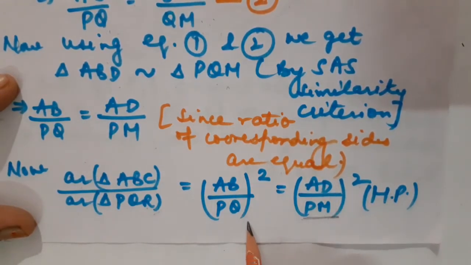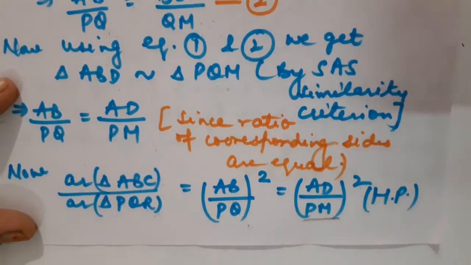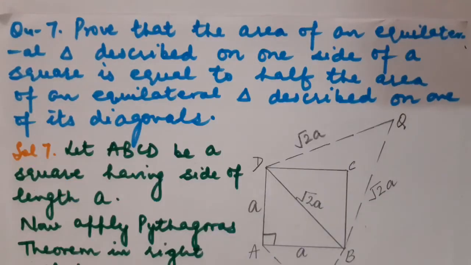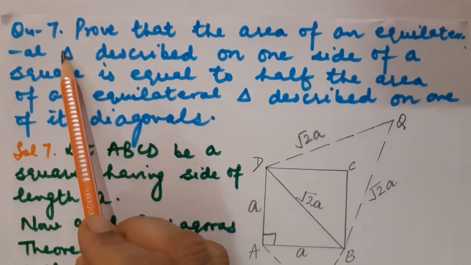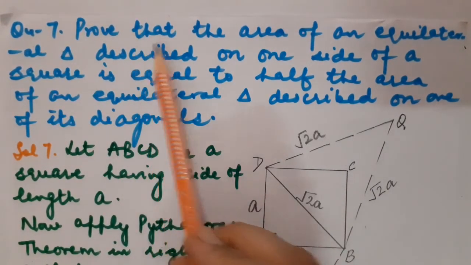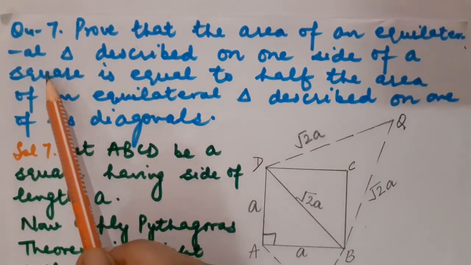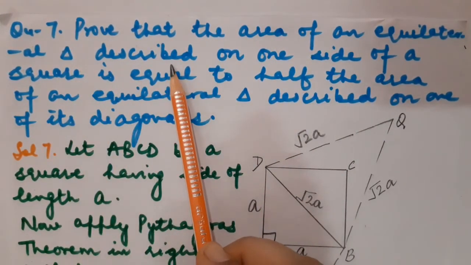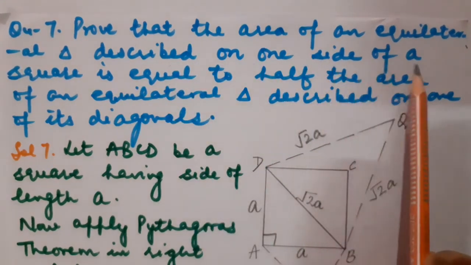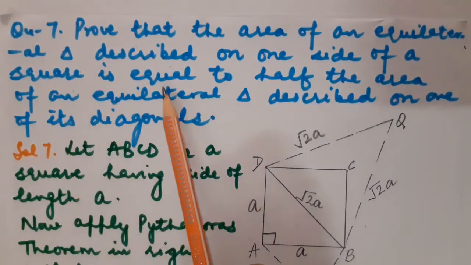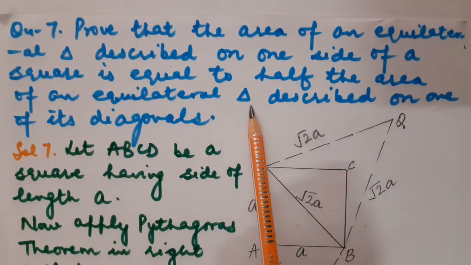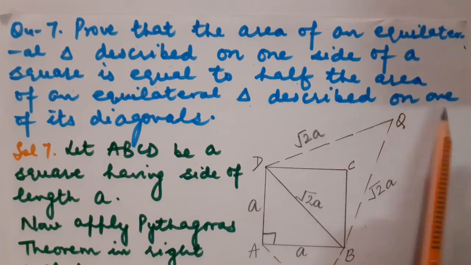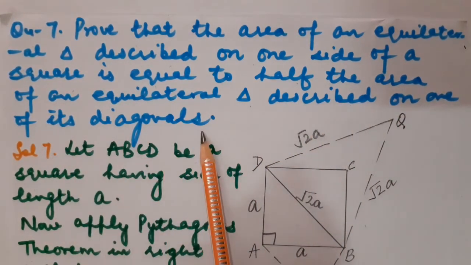Understood? This is a very important question, children. Please, after understanding it, try to do it yourself. Now children, I am going to take one more problem. This is question number 7 of the same exercise 6.4. Prove that the area of an equilateral triangle described on one side of a square is equal to half the area of an equilateral triangle described on one of its diagonals.